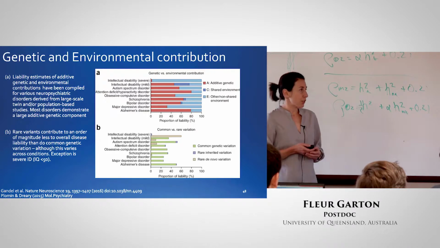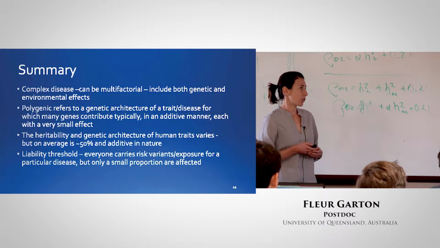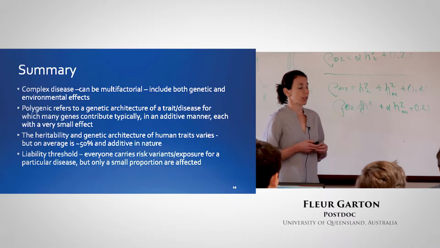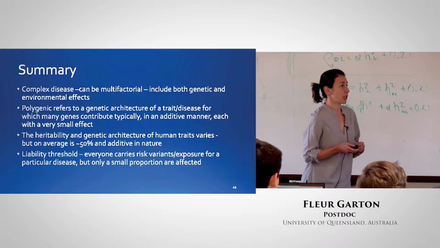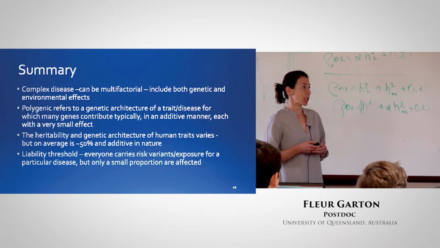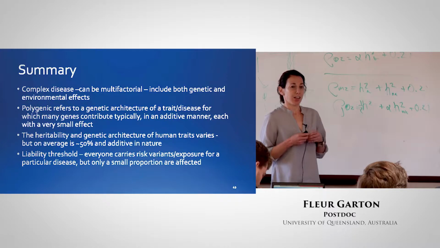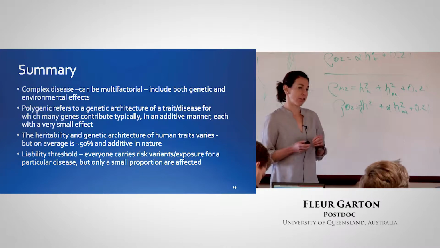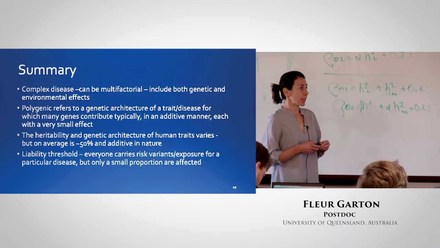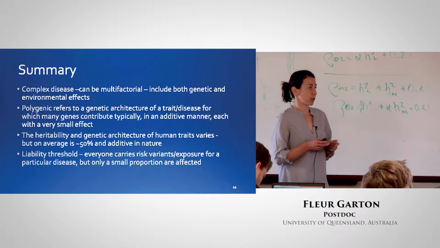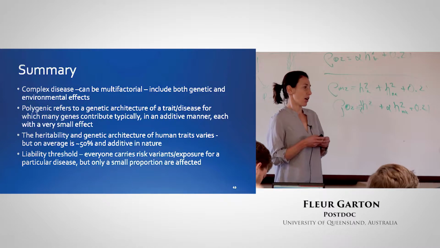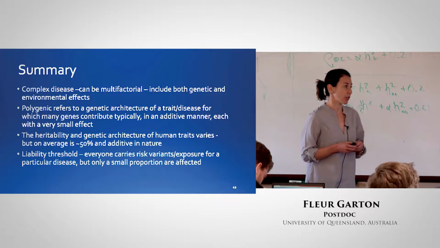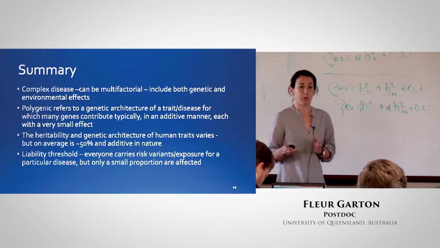Okay, so summary of this first section is that complex disease can be multifactorial and can include both genetic and environmental effects. Polygenic refers to a genetic architecture of a trait or disease for which many genes can contribute, typically in an additive manner, each having a very small effect. The heritability and genetic architecture of traits varies, but is on average 50% and additive in nature. And the liability threshold is the idea that everyone carries risk variants or exposure for a particular disease, and only a small proportion are affected.